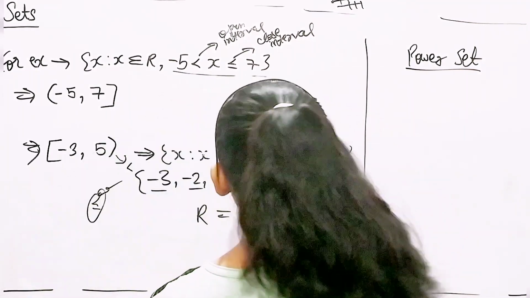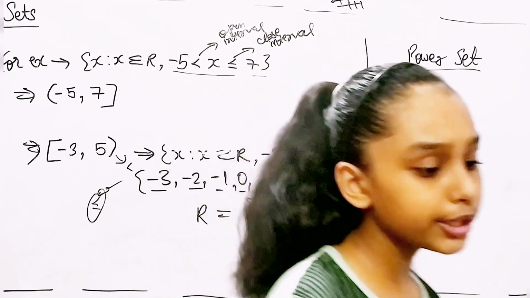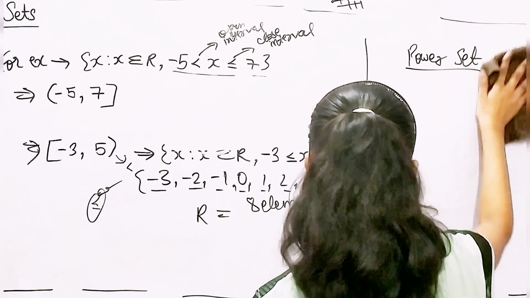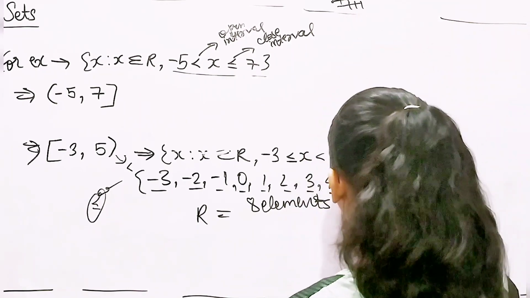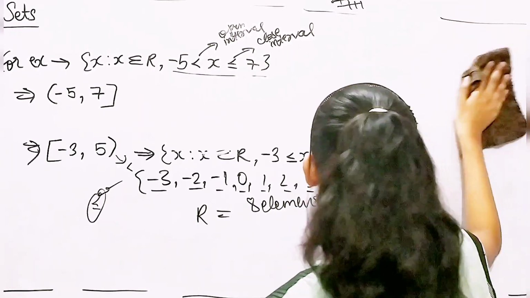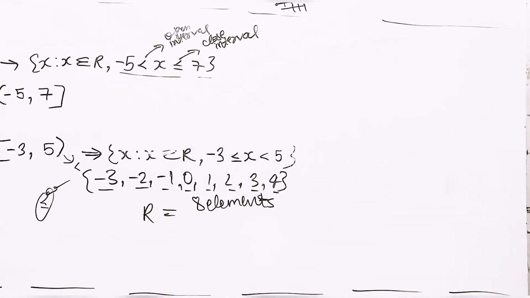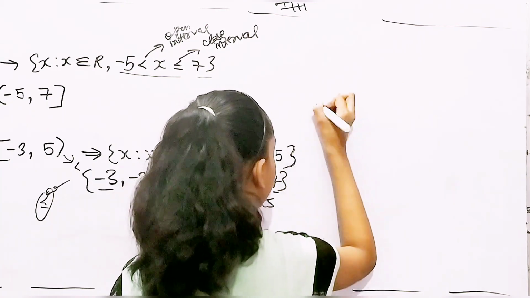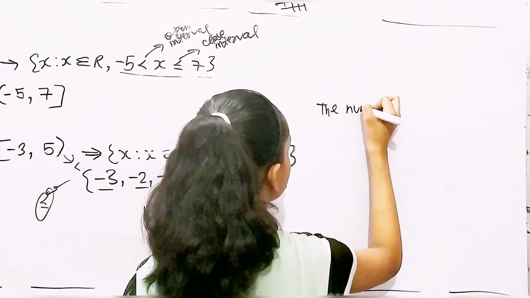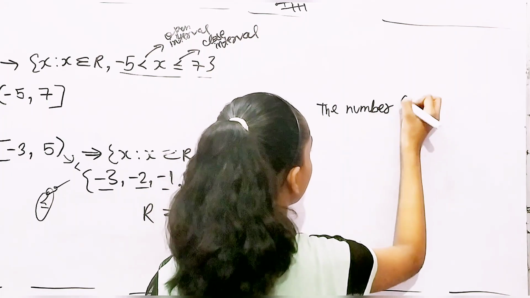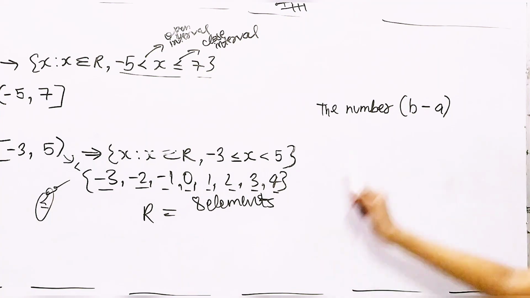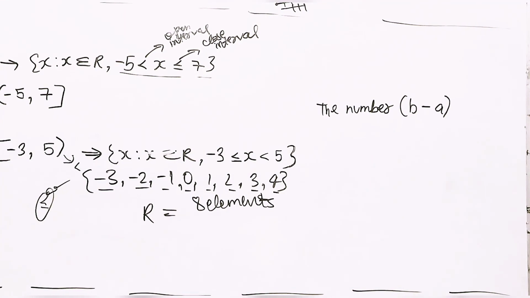Yeah, I have to tell you one more thing in our intervals topic. So I would like to rub out the power set topic for now, and I'm just going to tell you the thing about intervals. If the number b minus a, have a look. The number b minus a is called the length of any of the intervals.